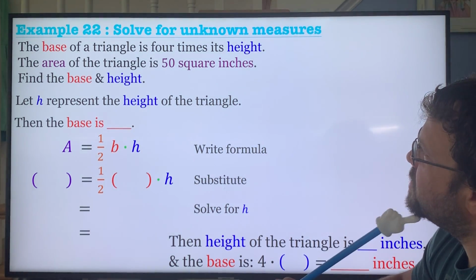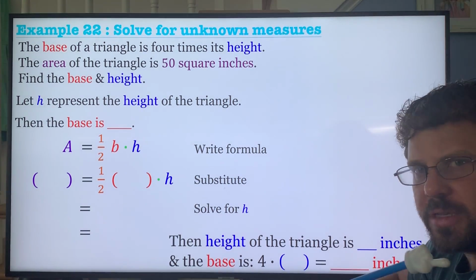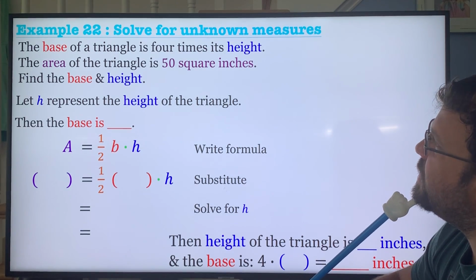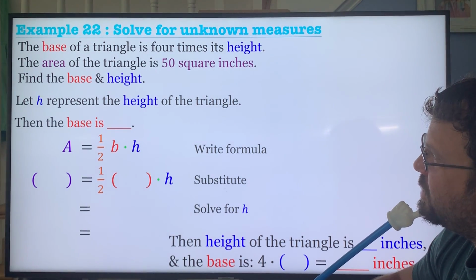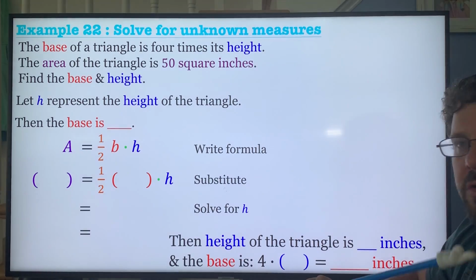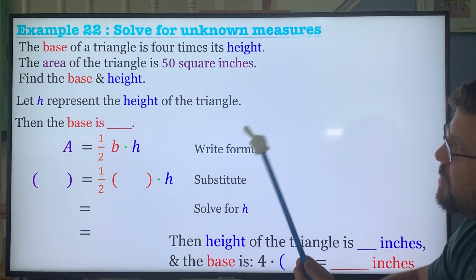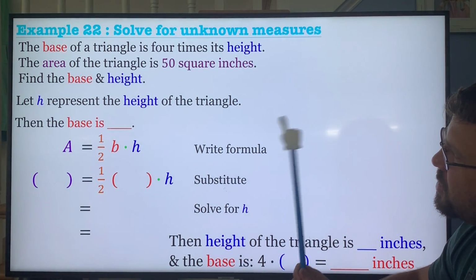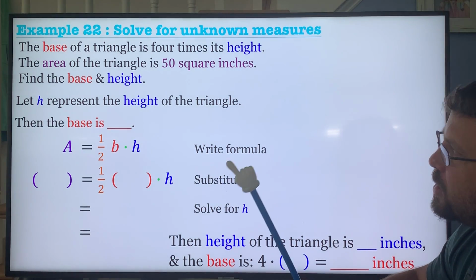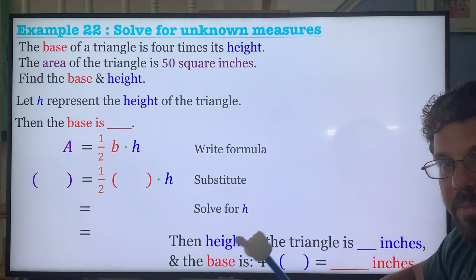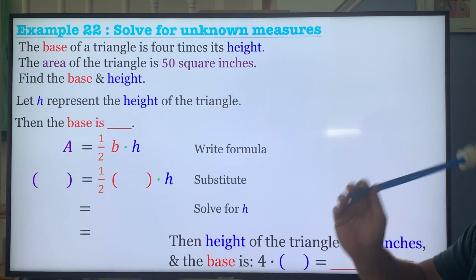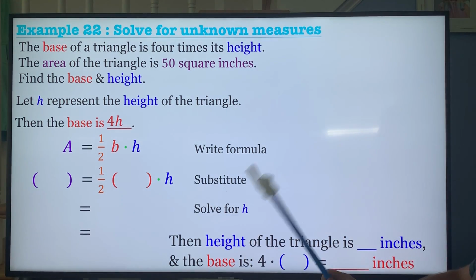Here we go. Base of a triangle is 4 times its height. We did something like this before. The area of the triangle is 50 square inches. Find the base and the height. So I want you guys to draw this. We did this before when we did proportions and word problems. So the base of the triangle is 4 times its height. So if the height is h, the base is 4 times that. It would be 4 times h, which is 4h.